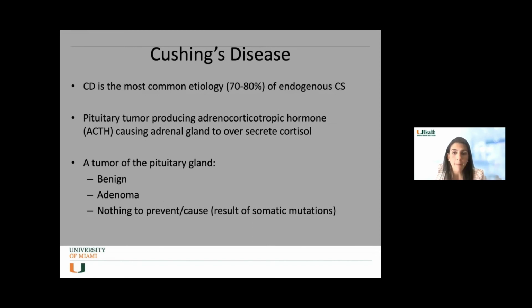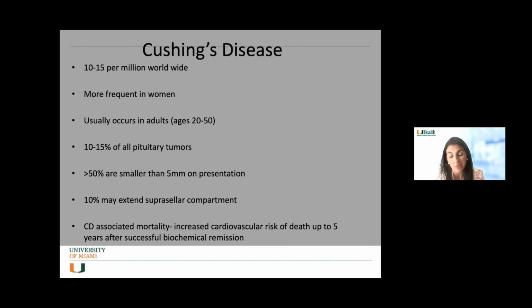Cushing's disease is when you have a pituitary tumor producing ACTH that causes the adrenal gland to oversecrete cortisol. And it's the most common etiology of endogenous Cushing's syndrome. So it's usually a tumor of the pituitary gland. These are the results of somatic mutations. There's really not much you can do to prevent this from happening, right? It's not too common, more common in women, usually occurs in adulthood, although you can see this in children, and accounts for about 10 to 15% of all pituitary tumors.